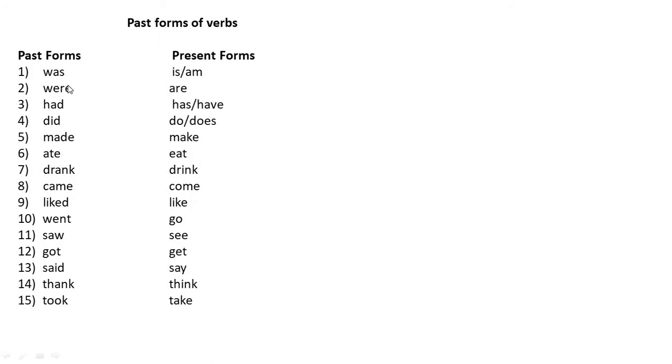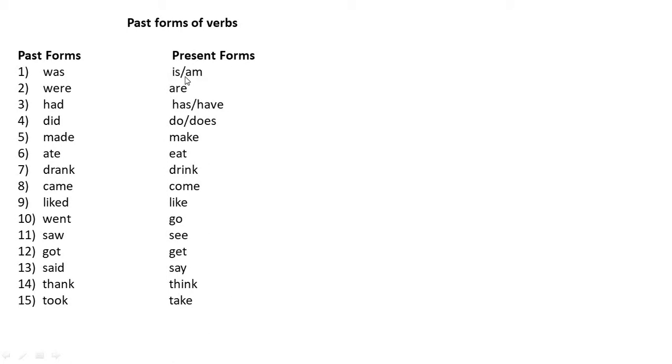Now on the left side, these are all past forms. And on the right side, as you can see, these are all present. Now, the only trick over here is that the base form remains the same. But when we transform these words from past to present, sometimes we have to add s, sometimes es. And in the case of plurals, we do not add anything. Now, see, this is simple.